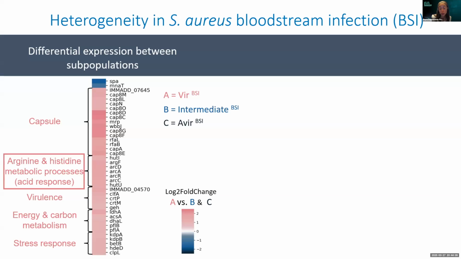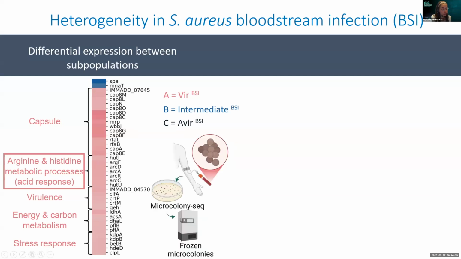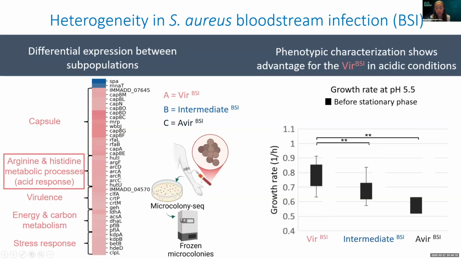response. So we were now able to ask, is this elevation functional? By simply taking the part of the microcolonies that we saved from the beginning of the experiment and growing them at acidic conditions, you can see here that we identified a statistically significant advantage of the Vir subpopulation in acidic conditions over the other 2 subpopulations.